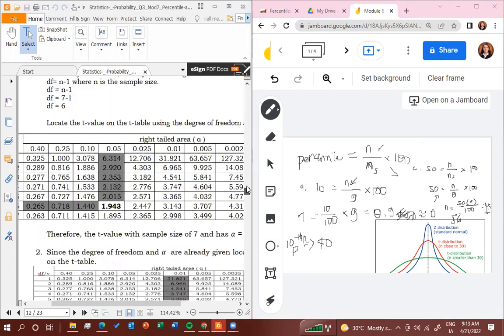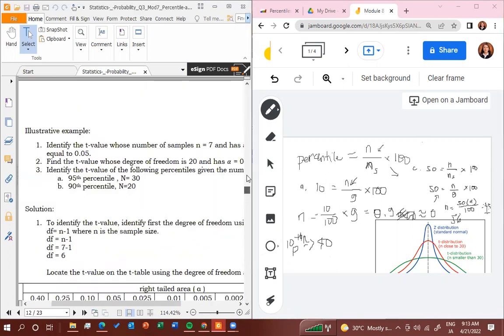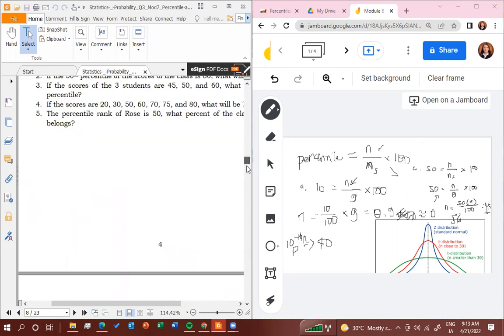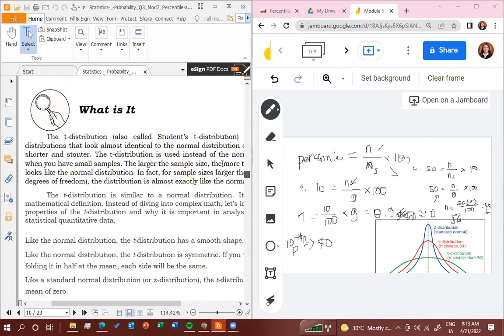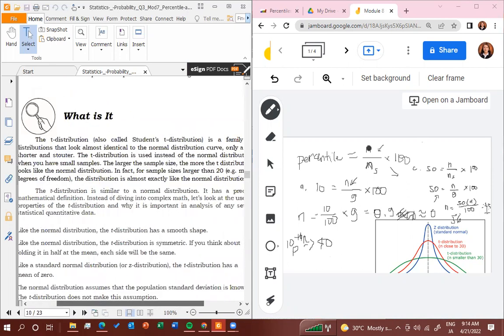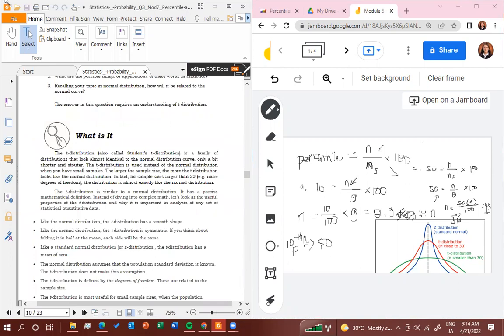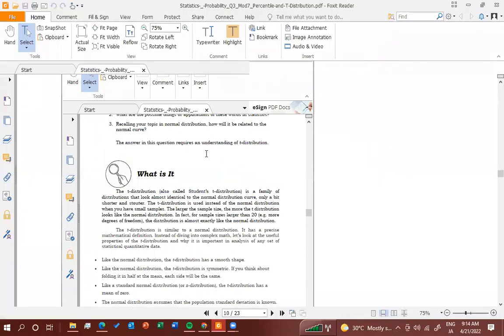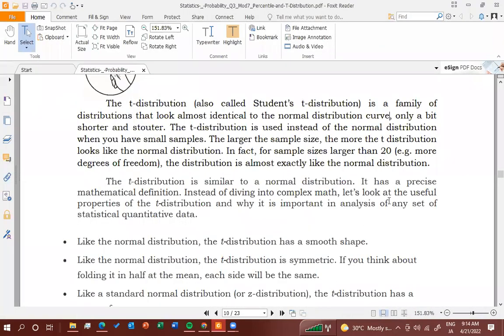The next section I will be talking about is what's in. Now that we have recalled what a percentile is, what I will be talking about next is the T distribution, or the Student's T distribution. There is a very lengthy discussion in the section on page 10. If you don't have the book, you can just read that, but if you need more explanation, we can look at it one by one.